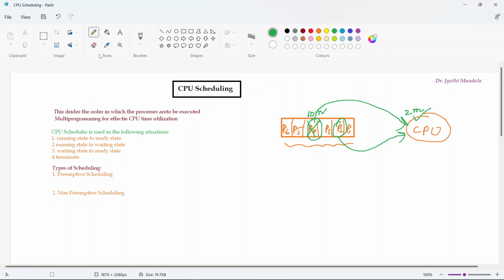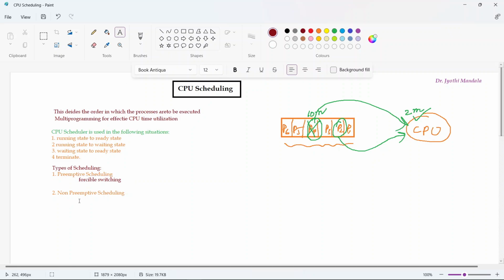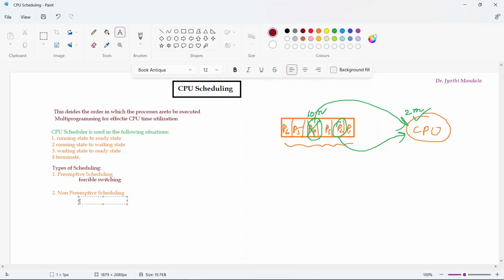Just make a note of that point, all of you. Preemptive is nothing but forcible switching depending upon the scheduling algorithm. How it will work, we will be learning in future. Under that, different types of algorithms are there, which we will see later. Non-preemptive is nothing but cannot be stopped. So once a process has been allotted to the CPU, it has to finish its execution. That is what the non-preemptive scheduling algorithm is.